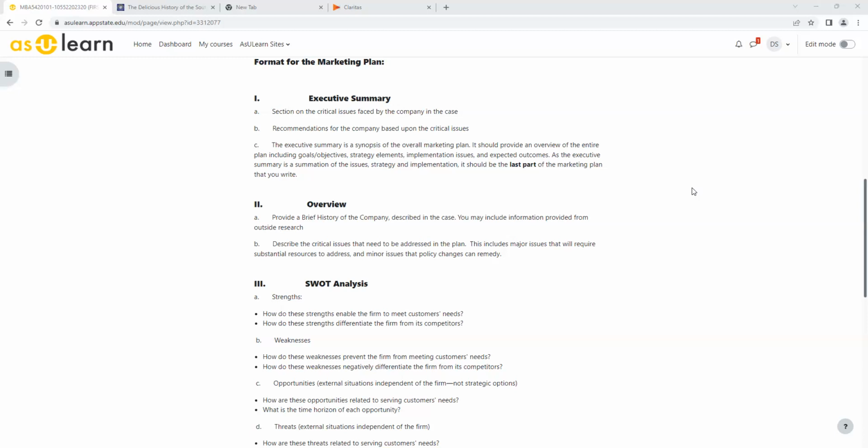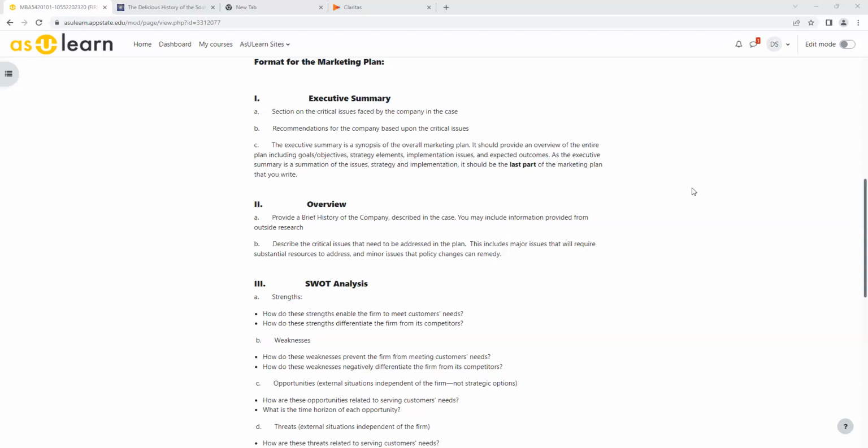The second section is the overview, in which I wish you to have a brief history of the company that you choose, as it is described in the case. The cases, I'll show you the list in a minute, are very up to date, so there is not much need to think about history and put yourself in the moment in history, but it's a good idea to do that, all right? So just a brief history. It doesn't have to go on forever. Describe some of the critical issues that have come about in its history and their pertinence, especially to the case, especially those that require substantial resources in order to address.